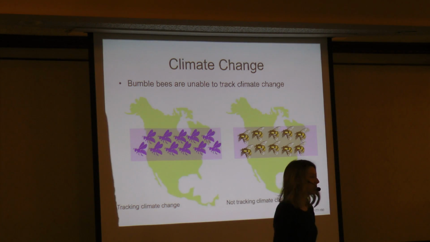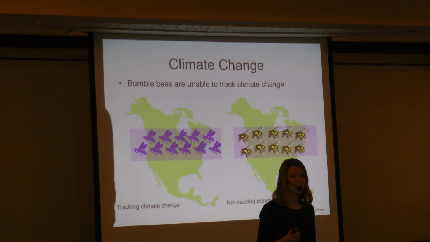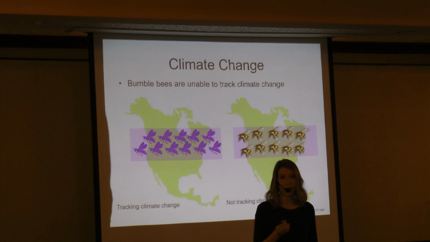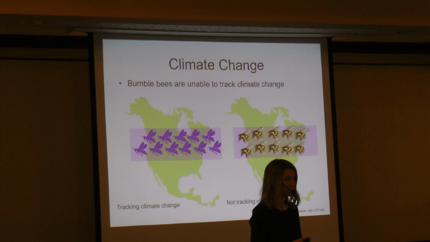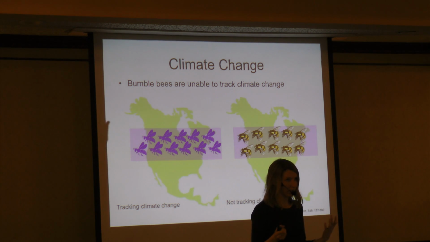So climate change. There isn't any literature right now that shows climate change to have an impact on honeybees. But we are seeing that some species, especially some species of bumblebees, are actually being affected by climate change. Bumblebees are a temperate species. They need to live in more northern areas where it's a little bit cooler. And so with climate change, as it's warming, bumblebees are unable to track this.